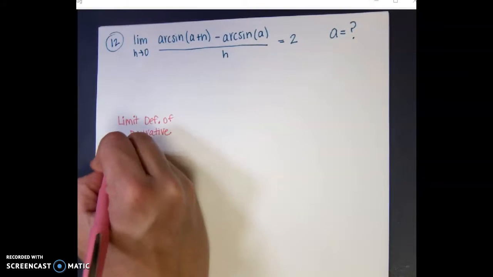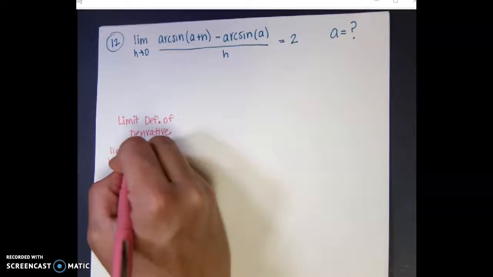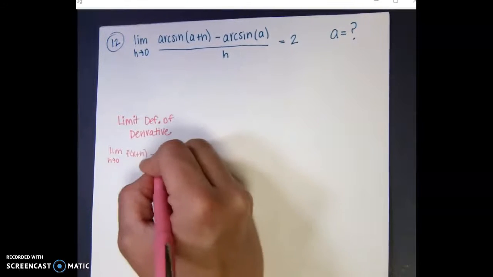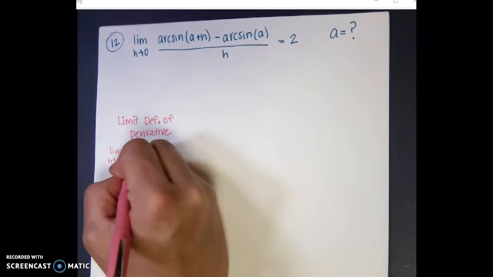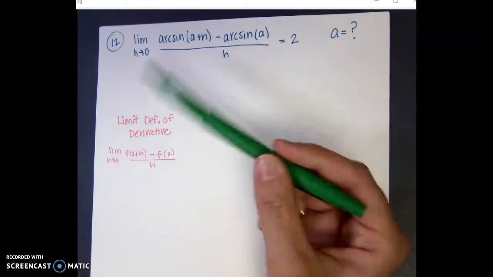So the way it looks is it says the limit as h approaches 0 of f of x plus h minus f of x over h. That's what the limit definition of the derivative is. So that's what we have here.